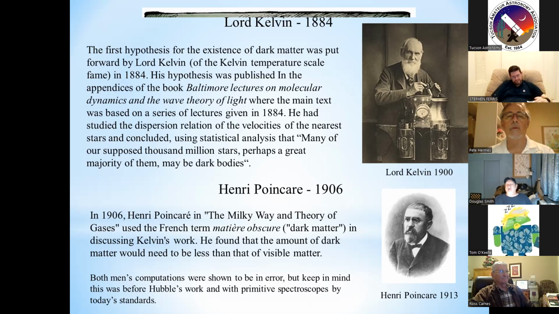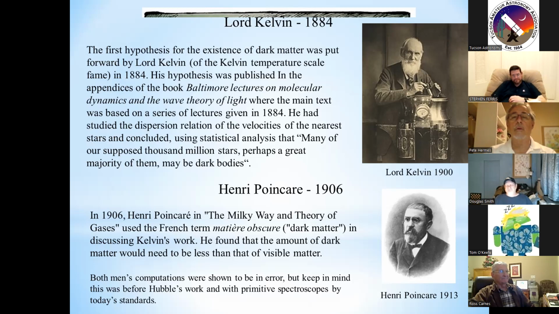1906, our friend Poincaré, you've all heard that name before, Henri Poincaré, famous mathematician. He published an article called The Milky Way and Theory of Gases. And in that publication, he coined the phrase dark matter, in French, matière obscure, by discussing Kelvin's work. And he found that the amount of dark matter would need to be less than that of the visible matter. We know that's wrong, but again, they at least were coming up with something.